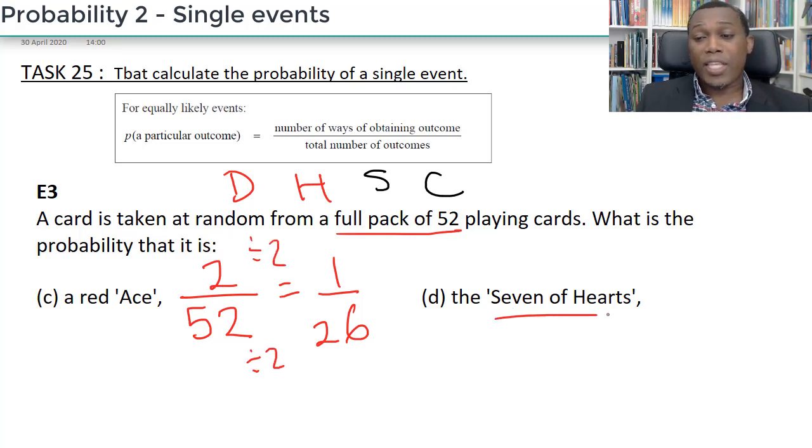And then the 7 of hearts. In a deck of cards, how many 7 of hearts do you have?